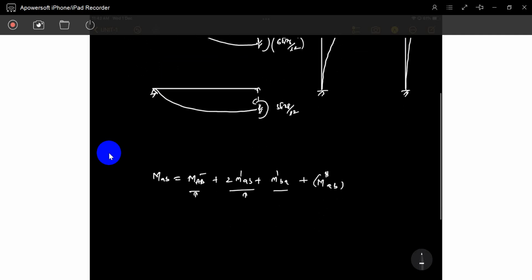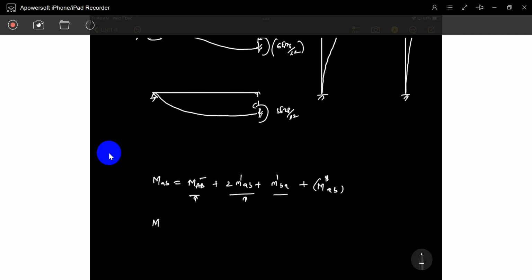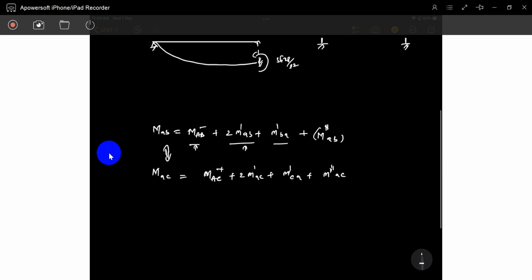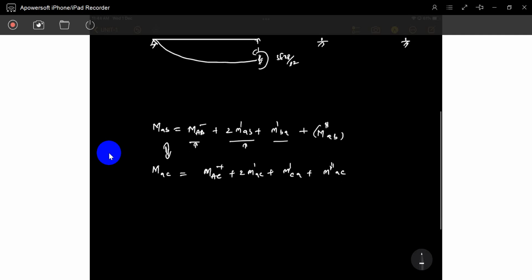So by this, what have you done? Previously I think you already remembered AB and AC, you write it. Same thing, you can write it the same way. Otherwise MAC plus 2M'AC plus M'CA plus M''AC. So you just sum it up. You will get this value equal to 0, because at any joint the total moment is 0. The equilibrium equation is equal to what?